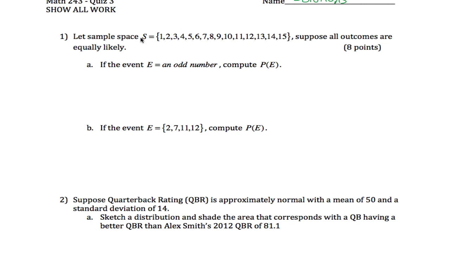Okay, we're given this sample space that has these 15 items in it. And we want to calculate the probability that our event is an odd number. One way to come up with this is to refer to the formula that gives you the probability of an event. It's the cardinality of the event space divided by the cardinality of the sample space.